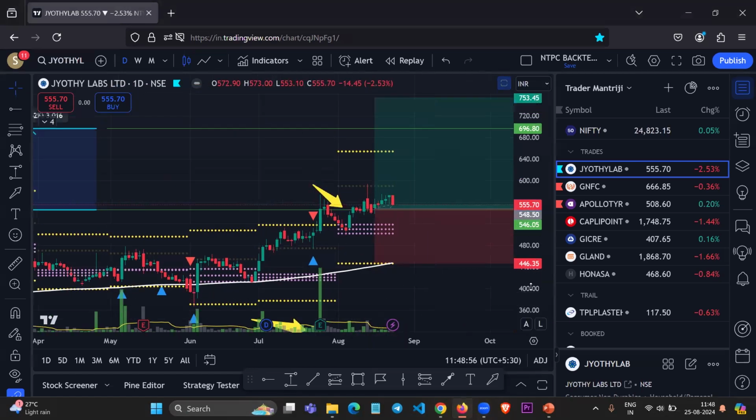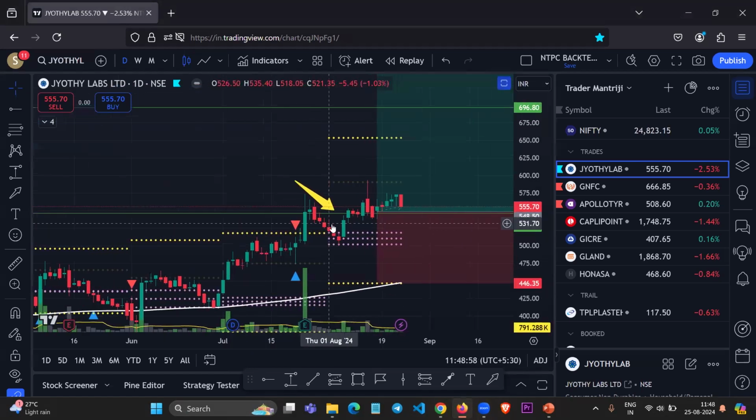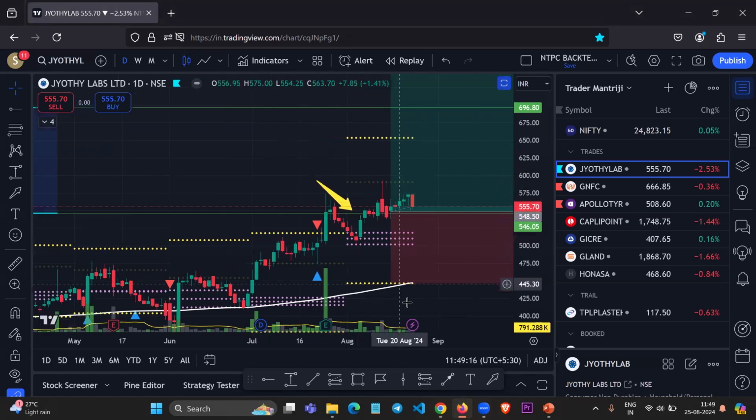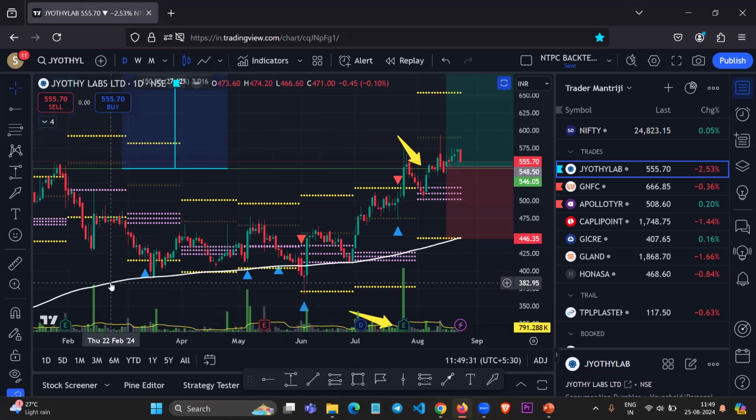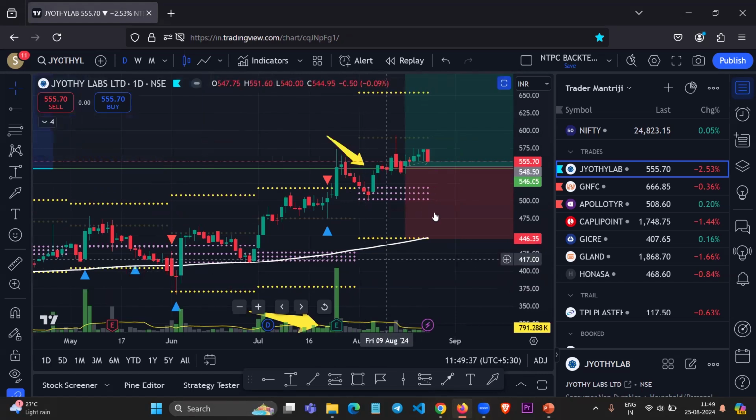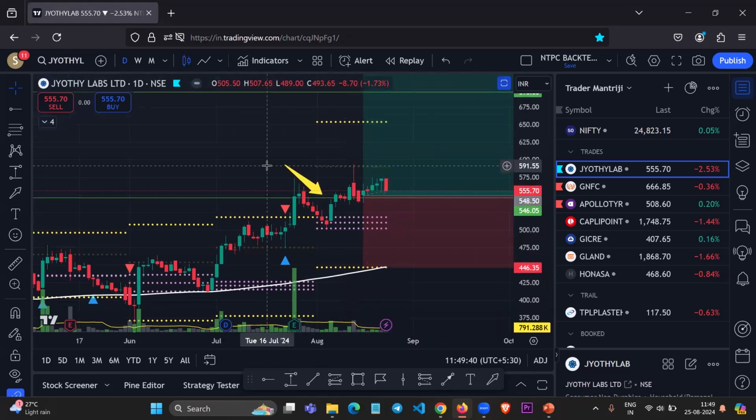So ideally we should have taken entry on the next day, that is on 7th of August, but for some reason I missed this stock on 7th of August, and I took a position in this stock on 16th of August. The level was around the same, so that's not an issue. And the last criteria, which we recently added, is that the stock should be above the 200 days EMA. This white line you can see is the 200 days moving average. So this criteria is also satisfied, so we are good to take a position in this stock.